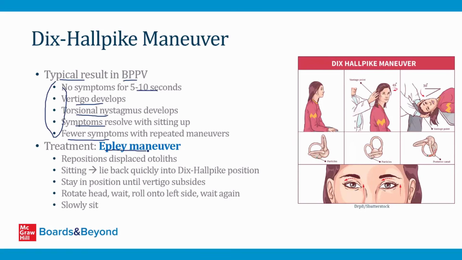Basically, this is a physical maneuver you tell the patient to perform to reposition the displaced otoliths in the semicircular canals. Basically, what you advise the patient to do is begin in a sitting position and then lie back quickly into the Dix-Hallpike position that we talked about in the last slide. They stay in that position until the vertigo subsides, then they rotate their head, wait a few seconds, roll on to the other side, wait again, and then they slowly sit up.